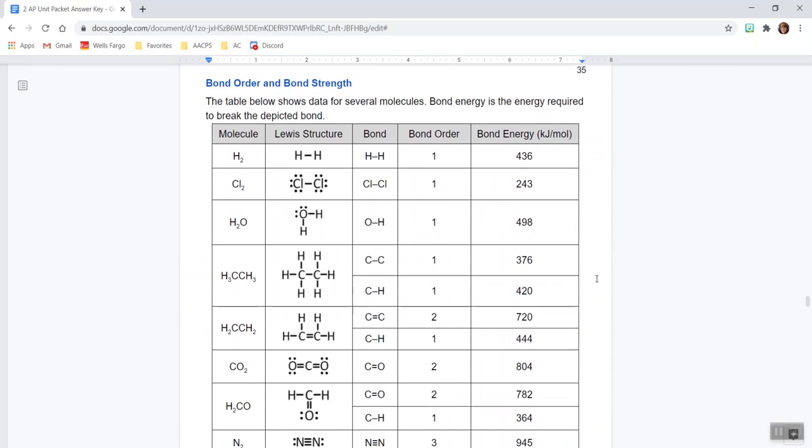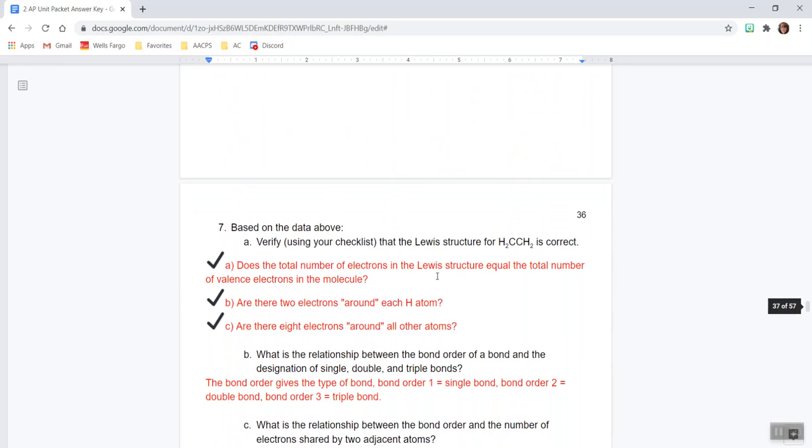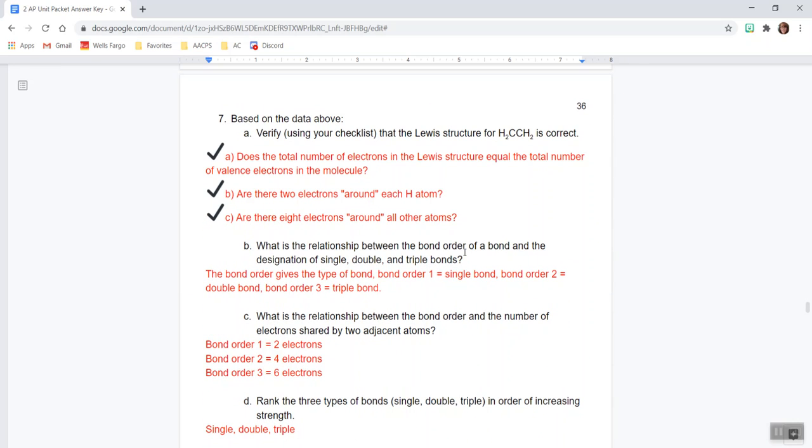So now we can explore bond order and bond strength. Here are several molecules. Bond energy is the energy that is required to break this depicted bond. Based on the data above, verify that those structures are correct. So we've got H2CCH2, which I believe is acetylene. So yes, those Lewis structures work. Everybody has octets. The total number of electrons is correct.